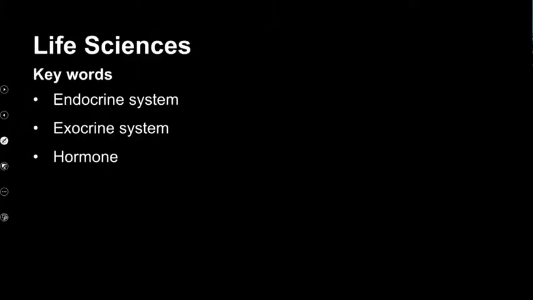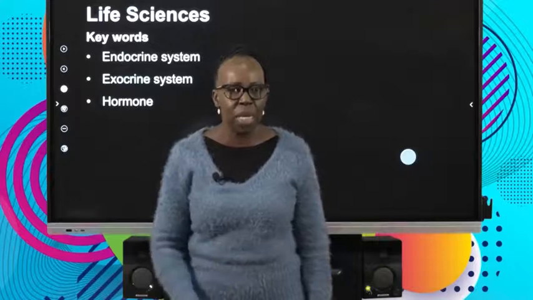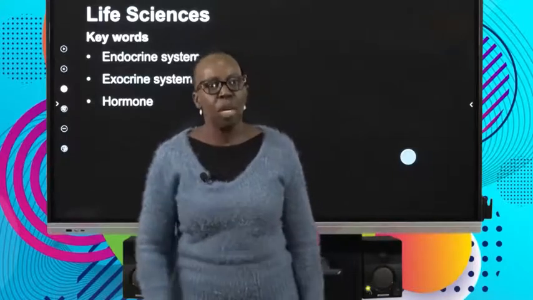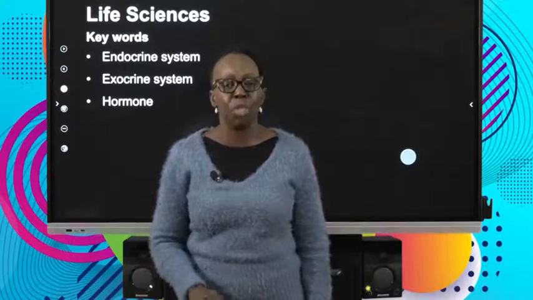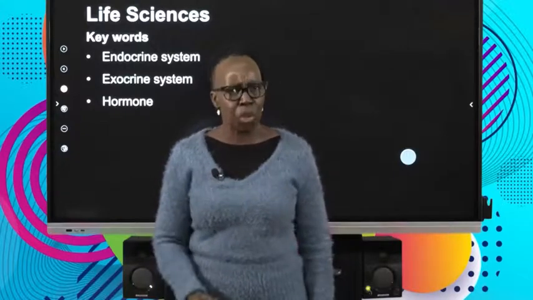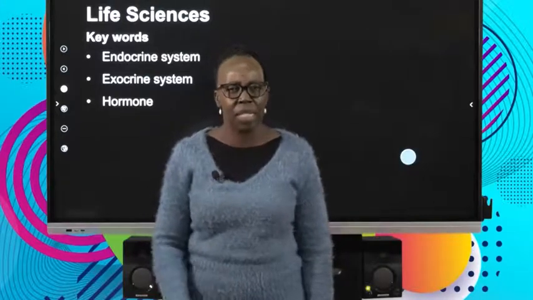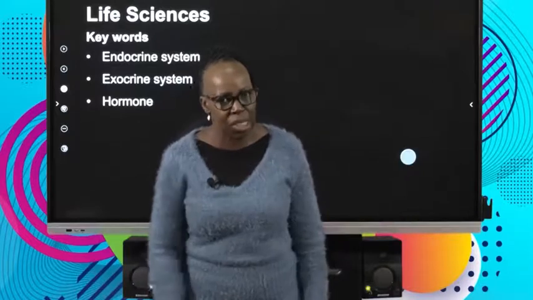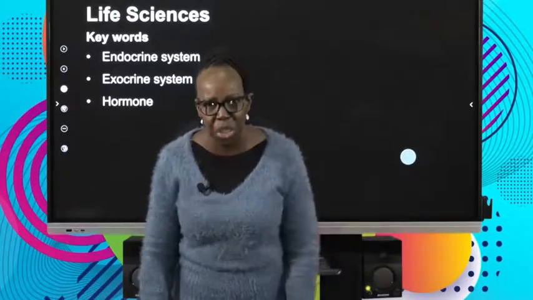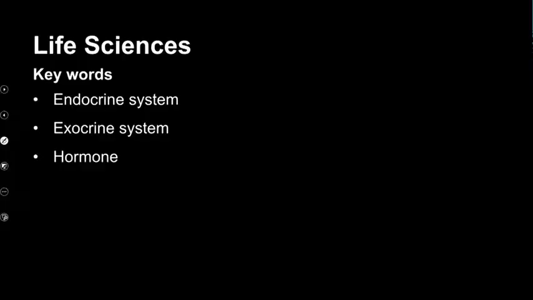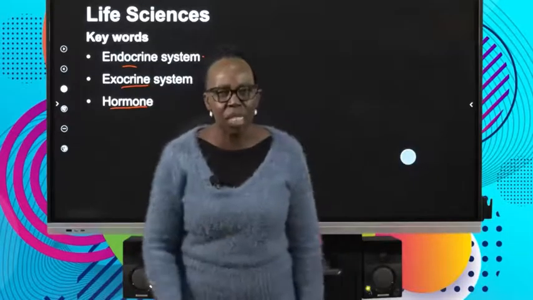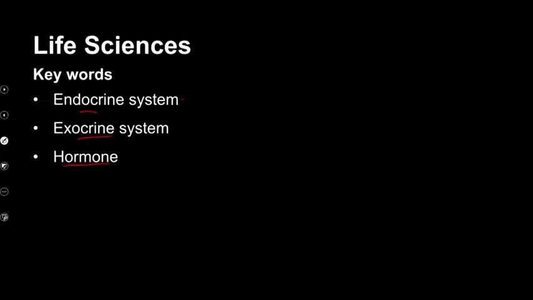Then the key words. For every section that you're dealing with, you need to look at the key words, which are very important to know because in our subject, life sciences, the terminology is too many. For you to understand the concepts and how the processes are going on, you need to know your terminologies. So in this section, we're looking at endocrine system, exocrine system, and hormones. But what about these key words? Let's continue now.